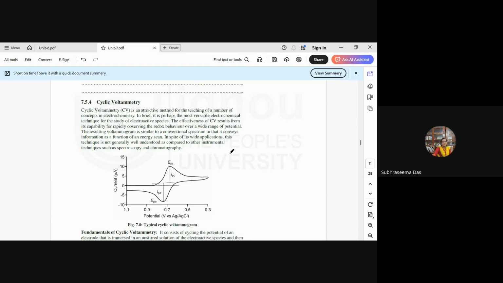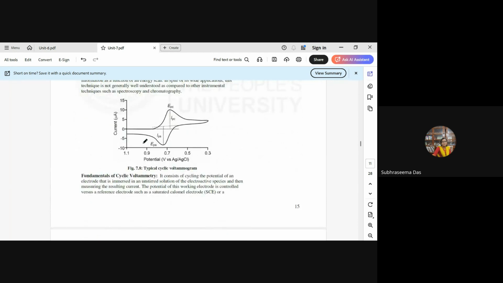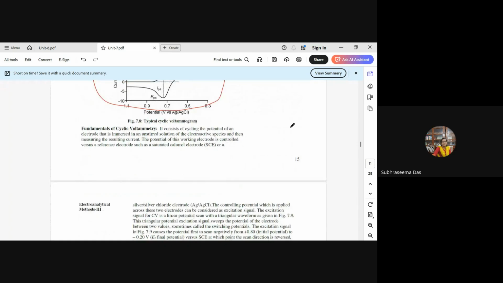In spite of its wide applications, this technique is generally not well understood as compared to other instrumental techniques. So here in figure 7.8, a typical cyclic voltammogram has been shown. So, fundamentals of cyclic voltammetry.